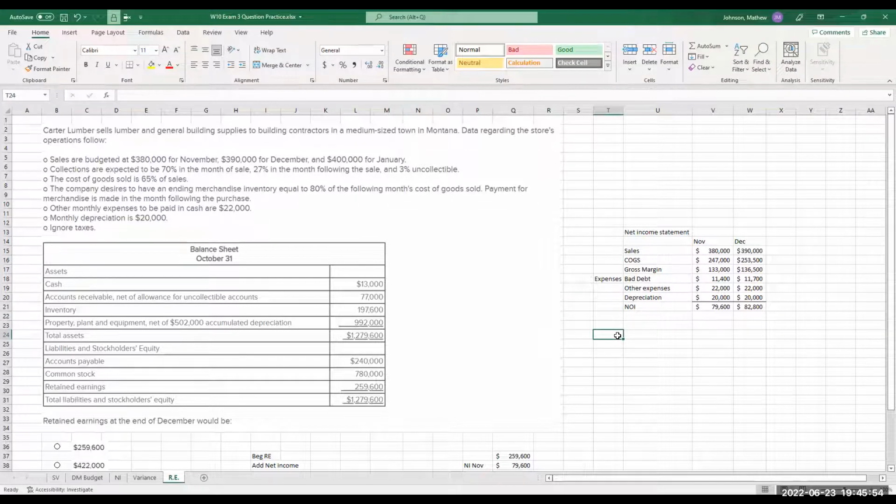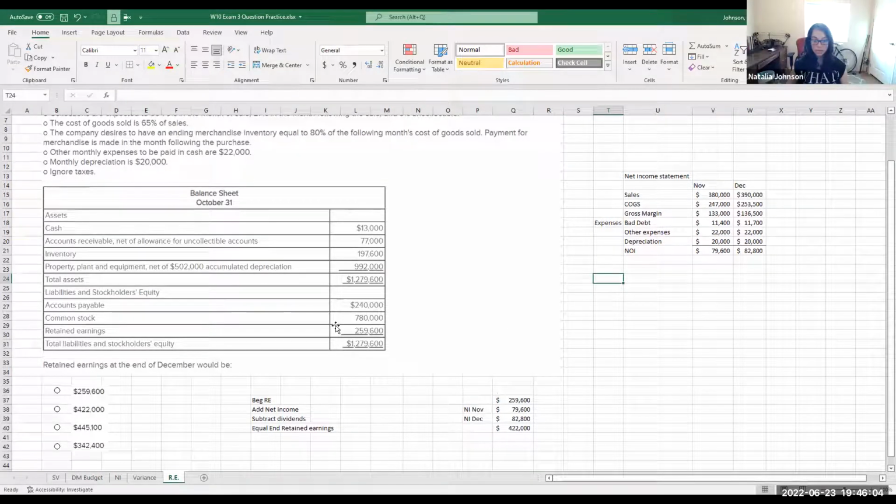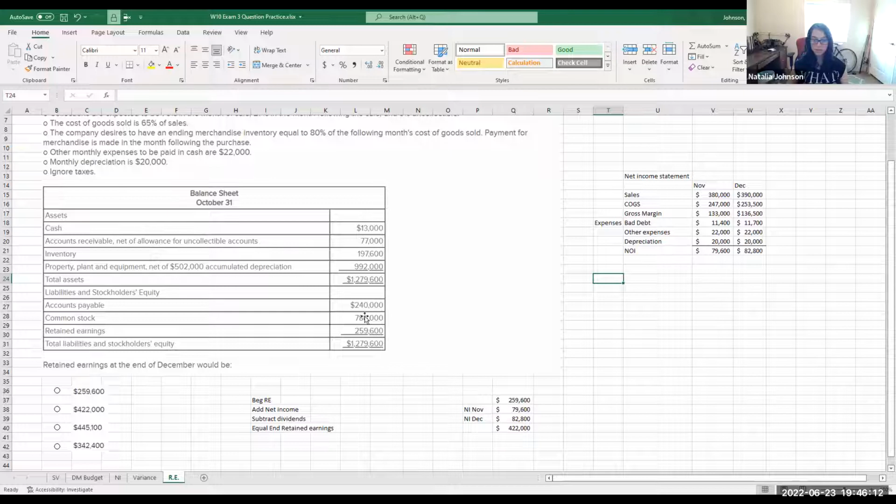Can you go over again what all you need to use out of the balance sheet when you're just looking at that portion of it? For this balance sheet, the only thing that we needed was the retained earnings. None of this.